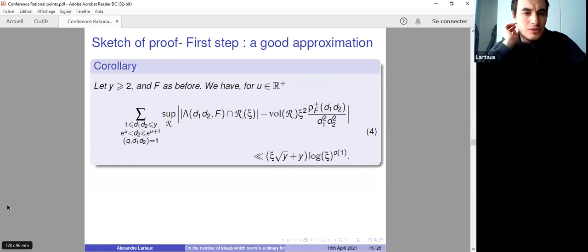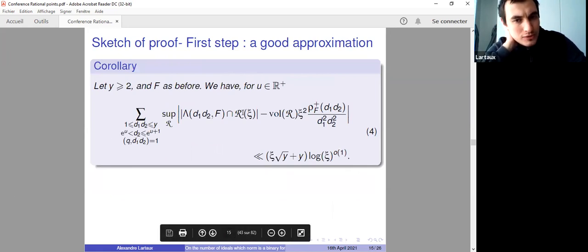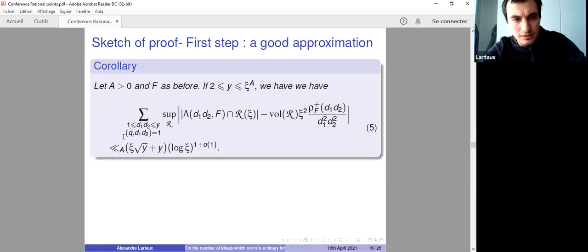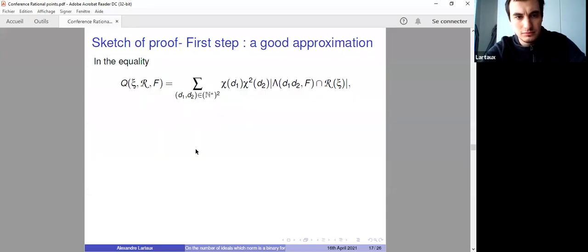Then we can enunciate two corollaries of these results. First, we have also a good approximation of this function when only the product is bounded and D2 is between exponential u plus 1. And the second corollary of this result is another good approximation when only the product is bounded. So in the equality of Q of CRF, we have a good approximation of this term when D1 and D2 are well bounded.